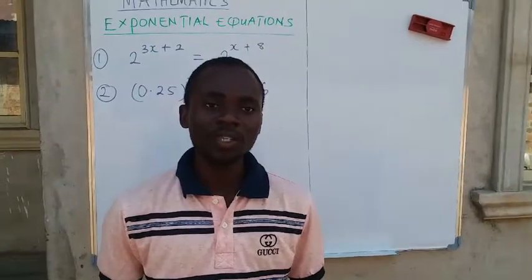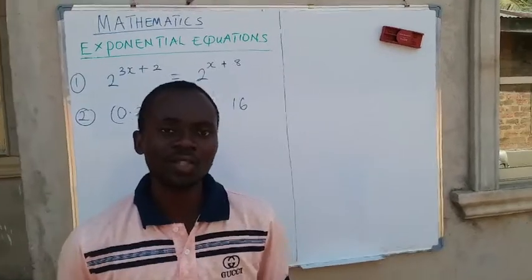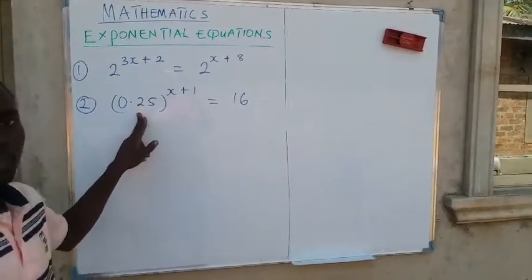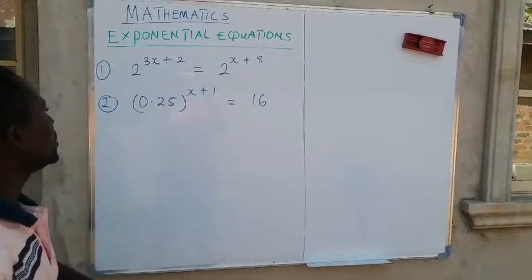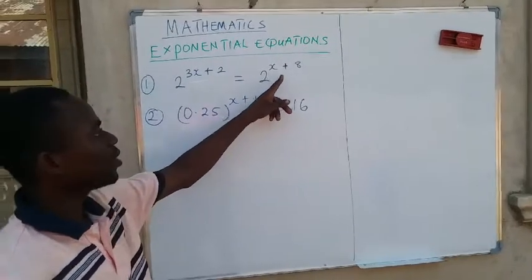And today we shall be looking at how to solve index equations or exponential equations if you like. On the board I have two exponential equations which we shall be solving. The first equation is 2 raised to the power of 3x + 2 is equal to 2 raised to the power of x + 8.